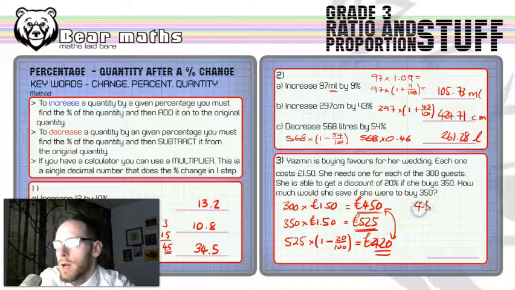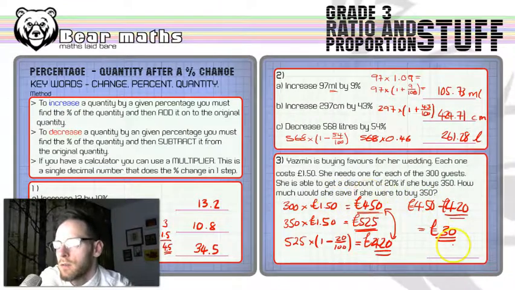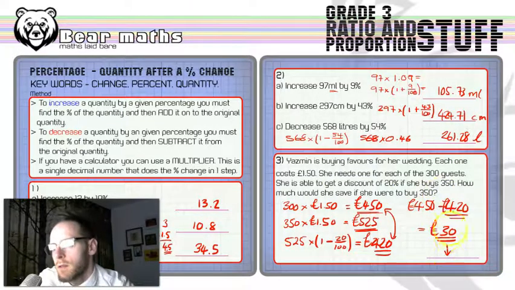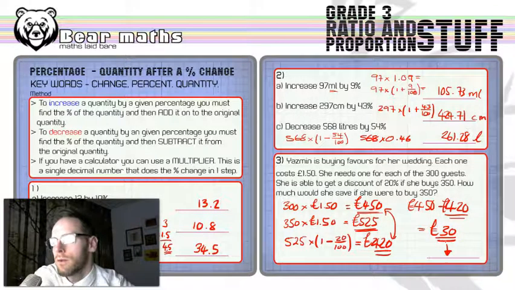All right, so £450 minus £420 equals £30. And I did that because we were looking to see how much she would save if she were to buy 350 favours. So there you go. £30 is how much she would save by buying 50 more with a 20% discount. All right, useful stuff. This stuff does come into play in real life quite a lot. So get good at it and don't get fobbed off.